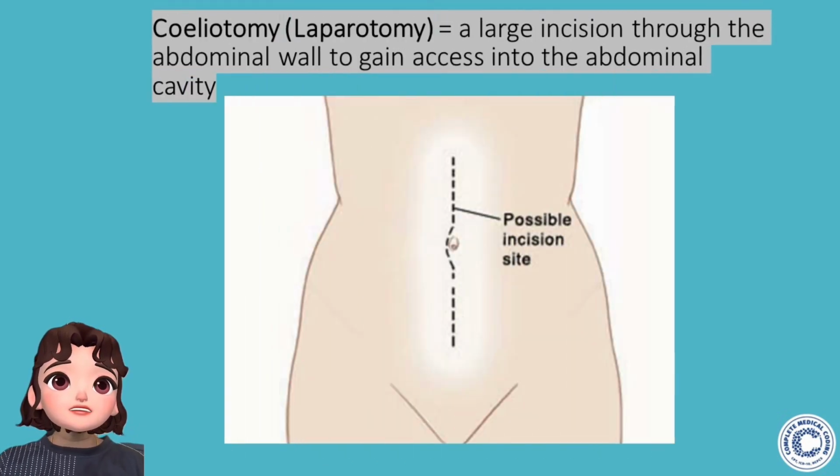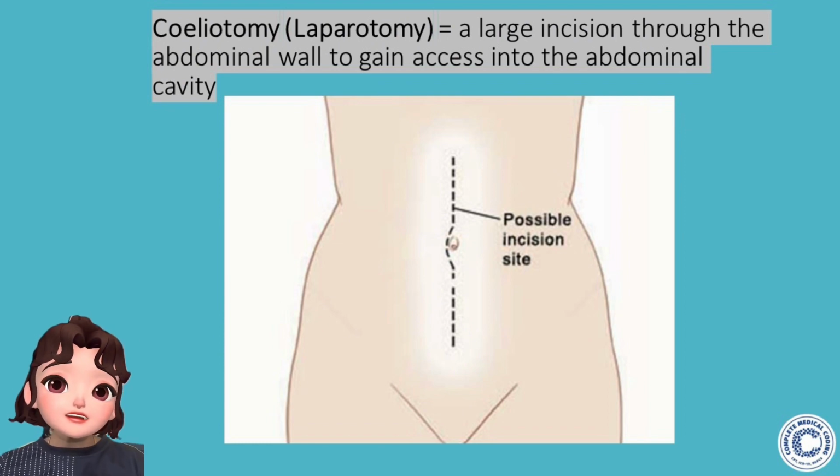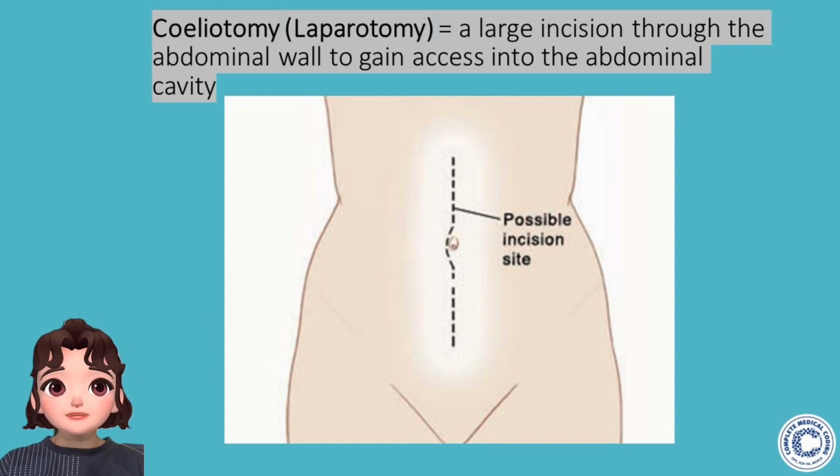Next, coelotomy. Another name for coelotomy is laparotomy. Coelotomy or laparotomy is a large incision through the abdominal wall to gain access into the abdominal cavity. For any surgical procedure, if the doctor wants to enter the abdominal cavity, he'll create an incision in the abdominal wall, and that procedure is called coelotomy or laparotomy.